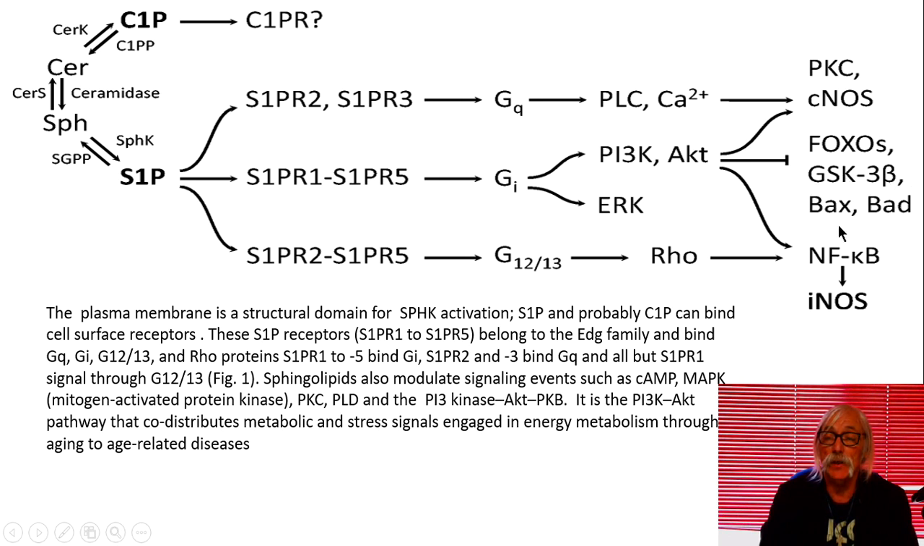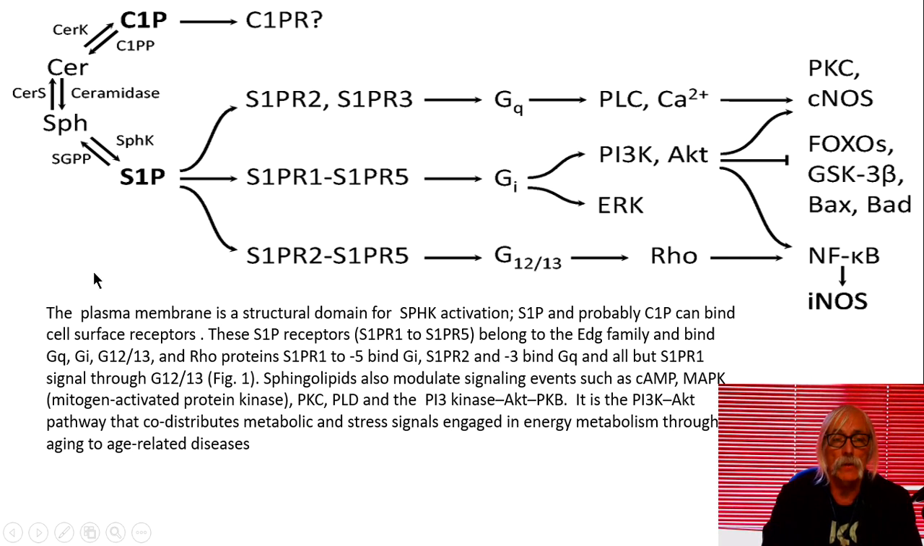Some of these in particular are associated with apoptosis. And then there are the receptors 2 through 5 here, which can work through G protein 12-13. We talked about that recently, which works through the Rho kinase pathway, and that can induce NF-kappa B, and that can then activate the inducible nitric oxide synthase. So you see all these secondary and tertiary signaling molecules are linked to the ceramide pathway. It's really important for you to understand that.